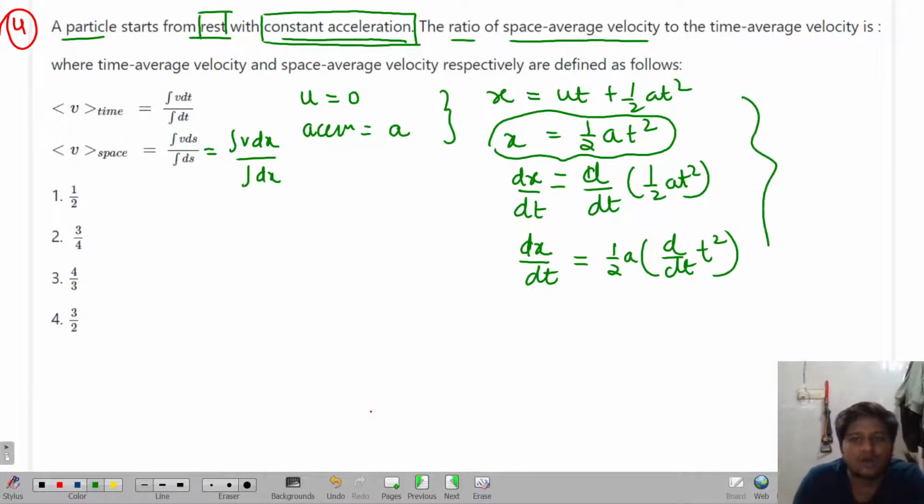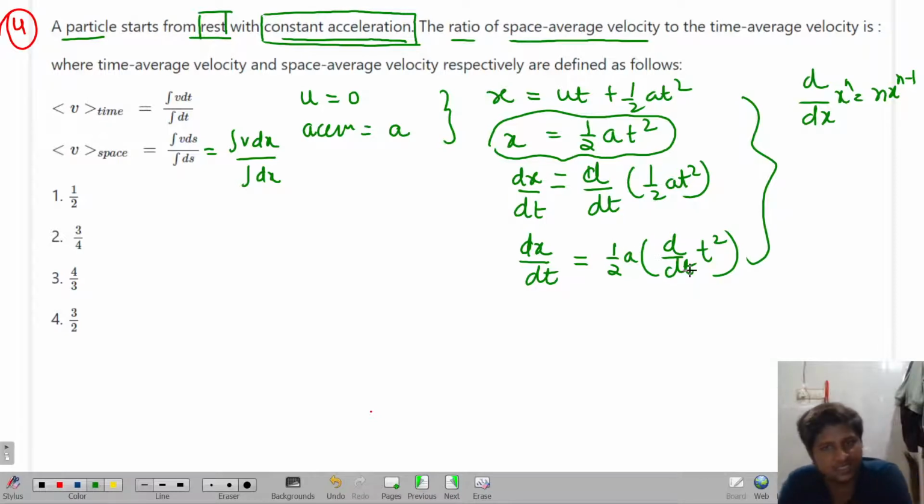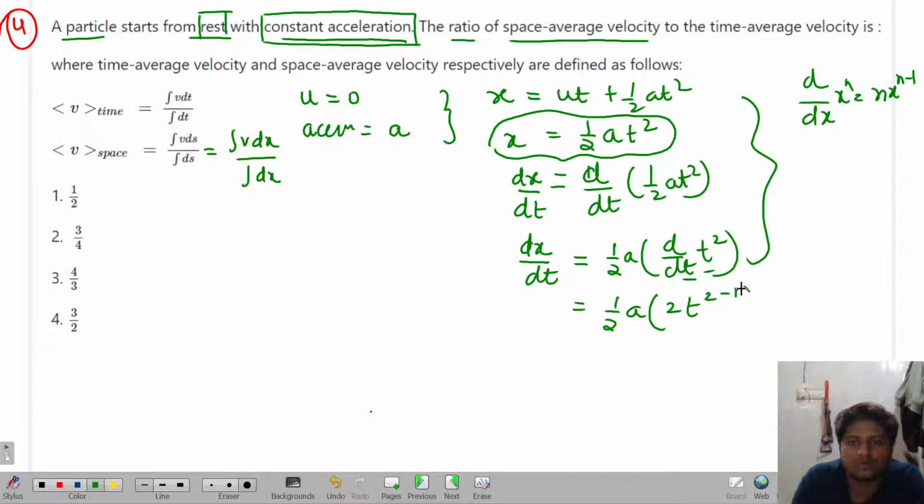Now what is the form over here? It is again this kind of formula, d by dx of x to the power of n. What is the formula? n x to the power of n minus 1. Little bit hard question it is. Try to see this. It is also d by dt, same variables are there. Power is 2 over here. This will become half of a into 2t to the power of 2 minus 1. 2 and 2 got cancelled.